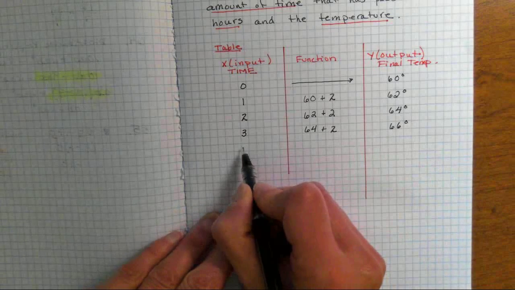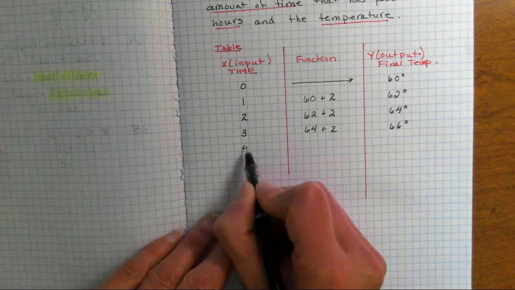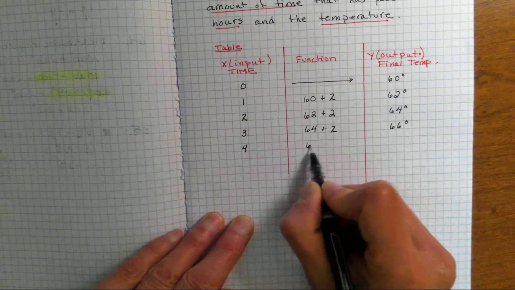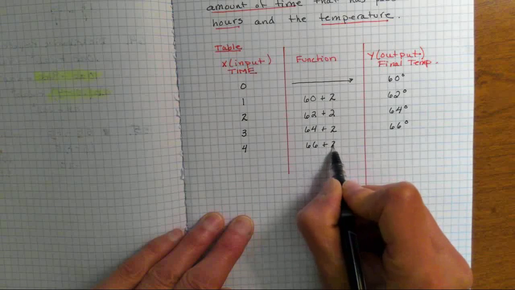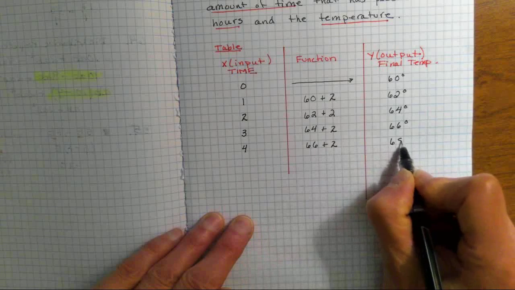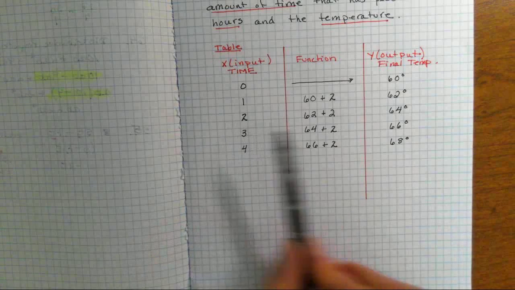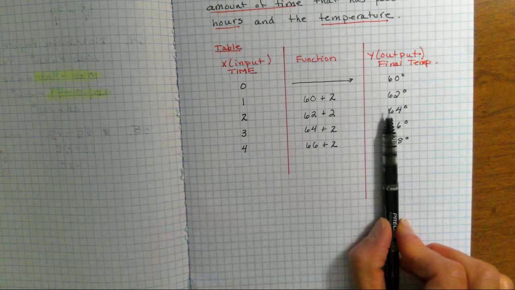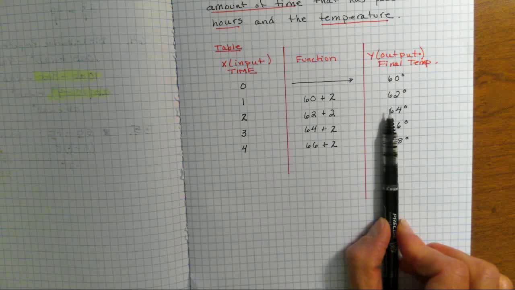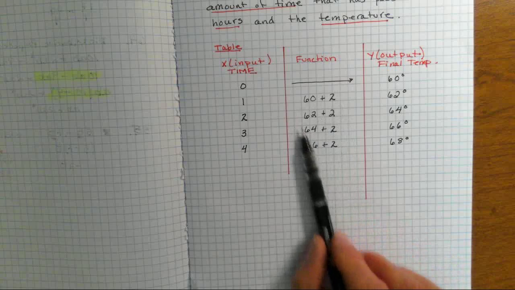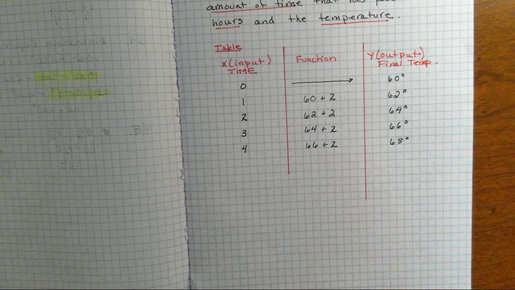Let's do one more, because we're actually looking for a pattern. Then in 4 hours, we have 66 degrees plus 2 degrees, which gives us 68 degrees. Okay, so that's showing the relationship between time and temperature in a table, but it's not helping us too much with the equation. We've done this, but it's really not in a form where we can write an equation.